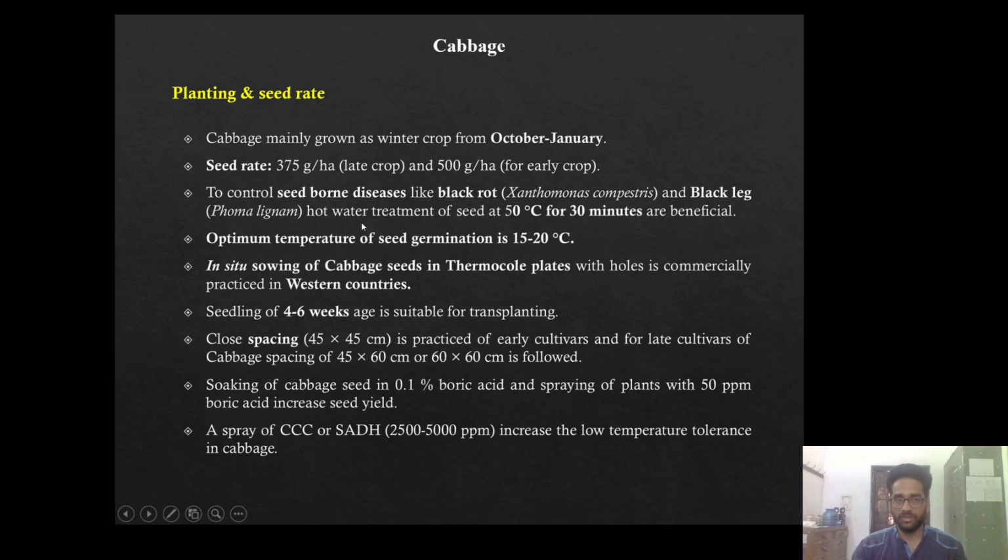Optimum temperature for seed germination in cabbage is 15 to 20 degrees Celsius. In situ sowing of cabbage seeds in thermocol plates with holes is commercially practiced in Western countries. Seedlings of 4 to 6 weeks age are suitable for transplanting. Spacing is 45 by 45, 45 by 60 or 60 by 60, depending on cultivar and soil fertility. Spray of Cycocel and SADH increases low temperature tolerance in cabbage.